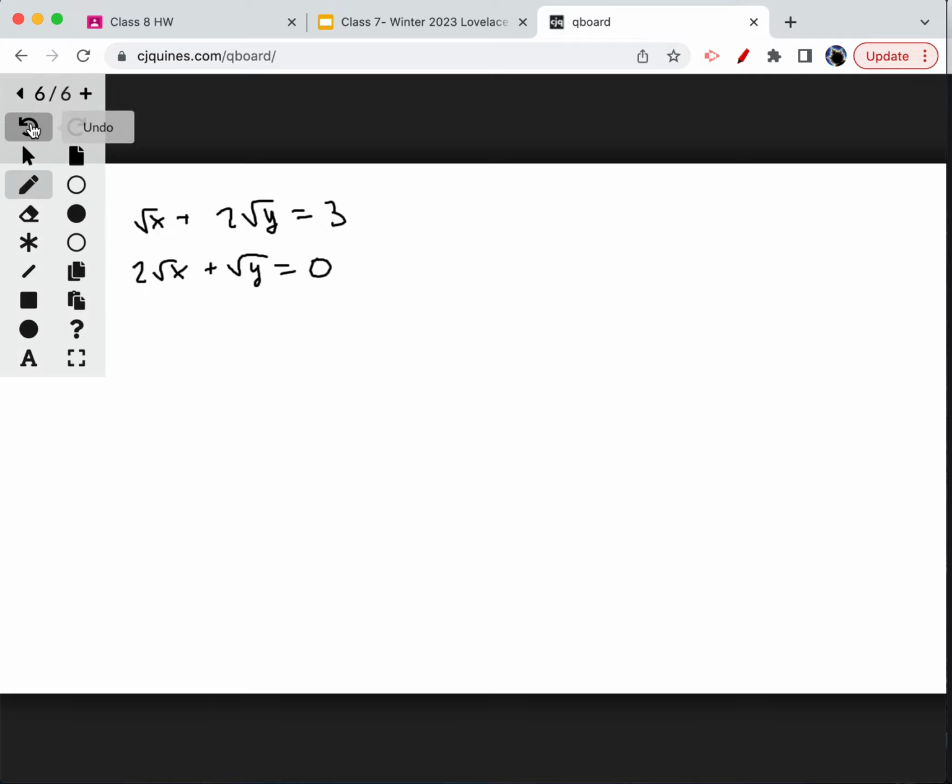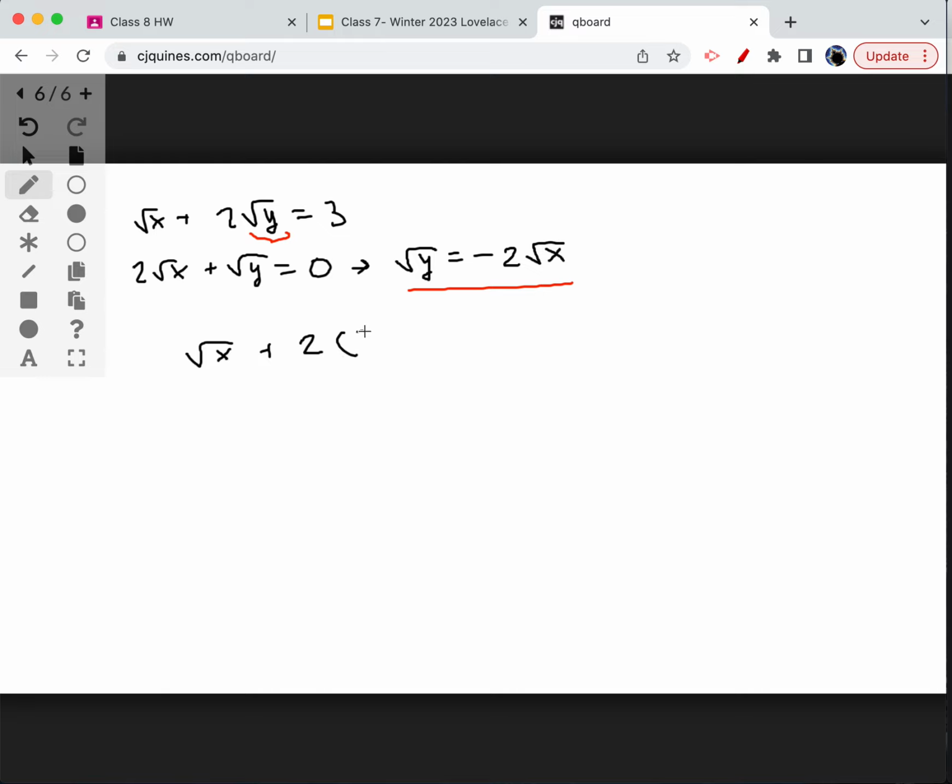So in the second equation, we can rearrange to say square root of y is equal to the negative 2 times square root of x. So then substitute this back into our first equation. And that would give us square root of x plus 2 times minus 2 square root of x is equal to 3.